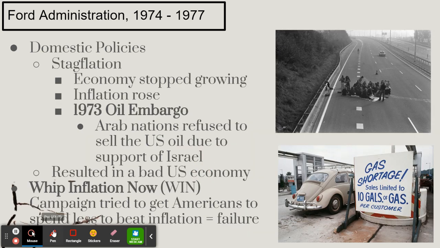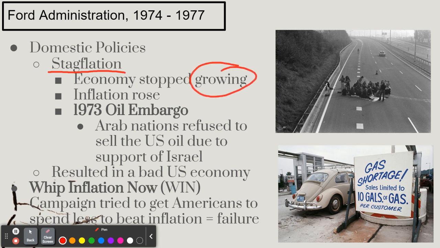His biggest thing that he has to focus on, though, is stagflation. He has to get the economy running again. The main reason that stagflation was happening is that for some reason the economy wasn't growing anymore. The U.S. economy, if you remember back to the 50s and 60s, was very, very strong. We were pretty much supplying the world with everything. In the 70s, it just stops.